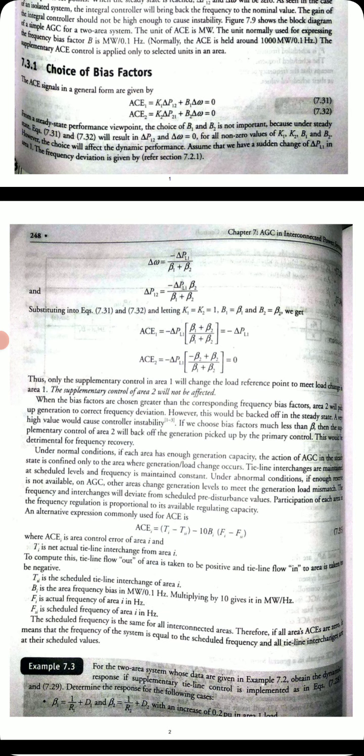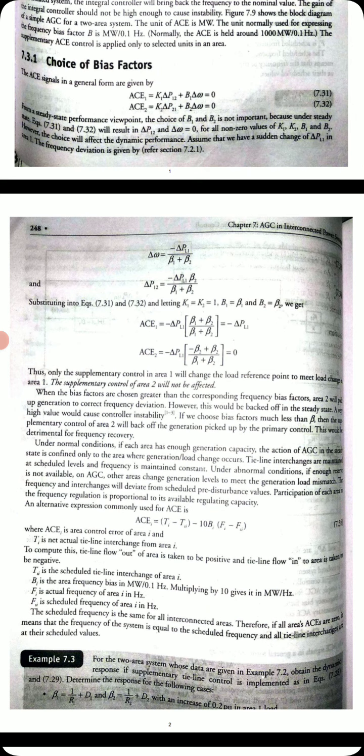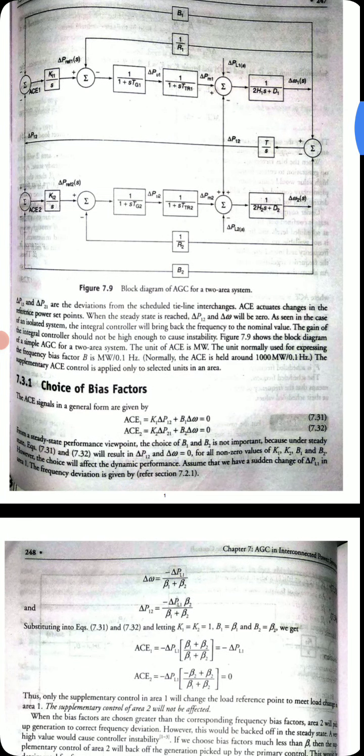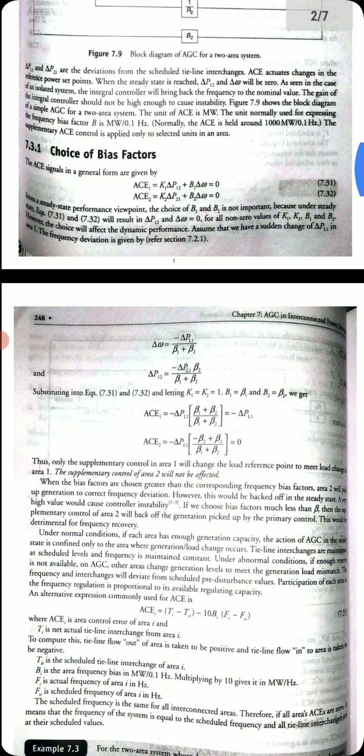So the scheduled frequency is the same for all interconnected areas. Therefore, when all areas' ACEs are 0, it means that the frequency of the system is equal to the scheduled frequency and all tie line interchanges are at their scheduled values. So this is regarding the choice of bias factor and the tie line bias control, also called frequency bias tie line control. In the next class, we will see one problem on this. If you find any difficulties, you can ask me once you go through this theory part. Okay, thank you.